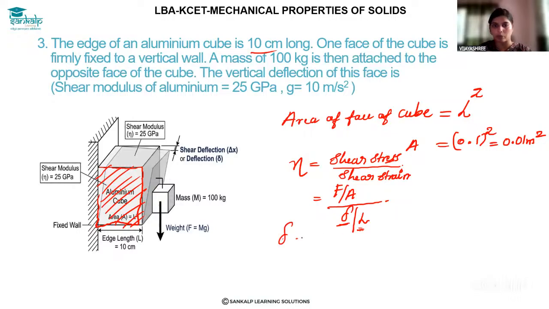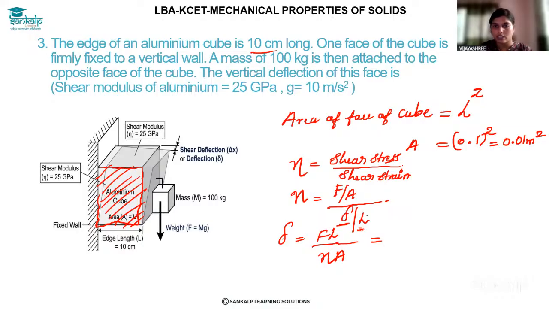So rearrange this equation, then we will get vertical deflection, which is given as F into L divided by eta into A, correct? So vertical deflection is given as F into L divided by eta into A. So just substitute the value.